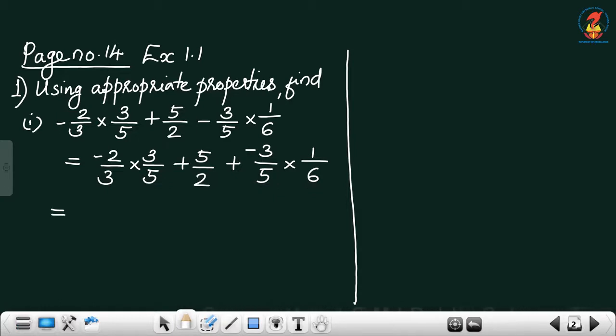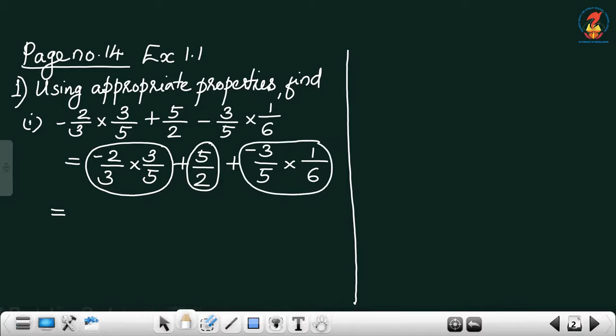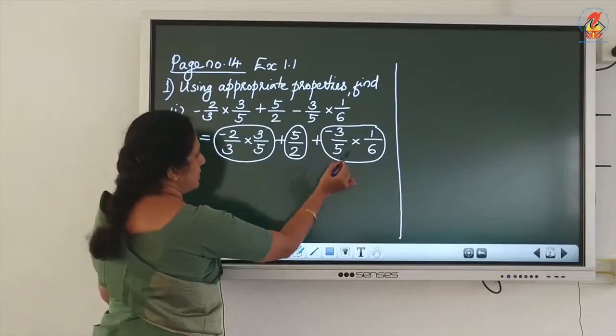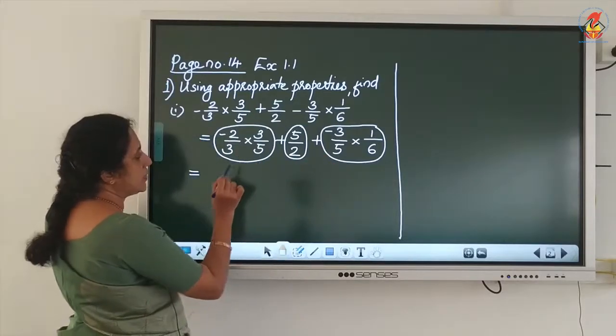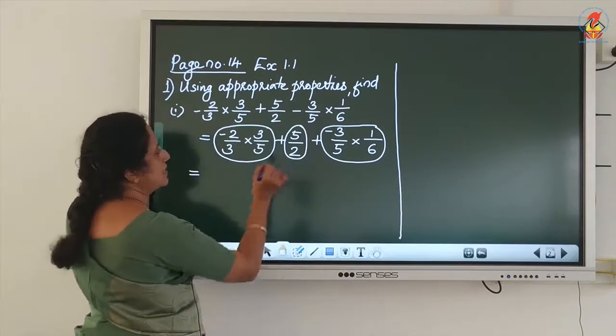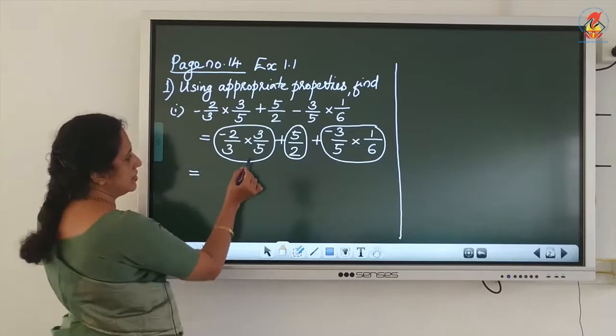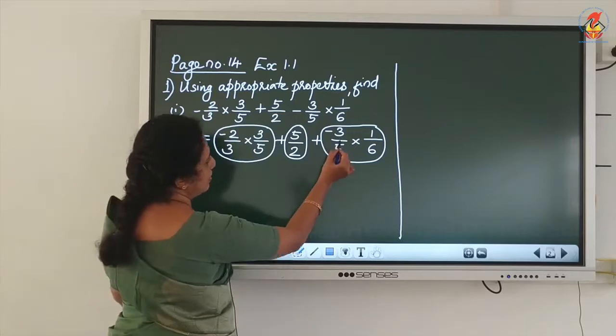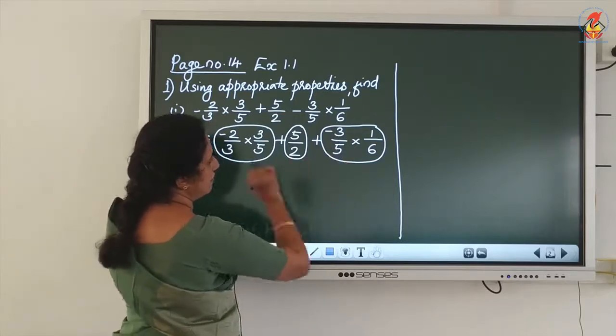Terms are separated with the addition symbol. How many terms are there? This is the first term, second term, then third term. So, how many terms are here? 3 terms. Now, look at these terms. You can see that in these terms, some rational numbers are common. Which one is common? 3 by 5 is here. Here also, it is given as negative 3 by 5.